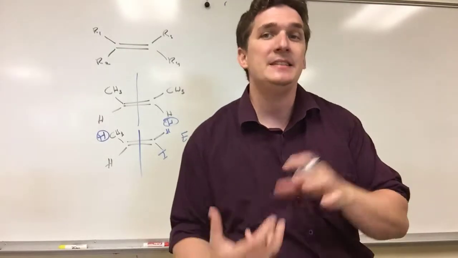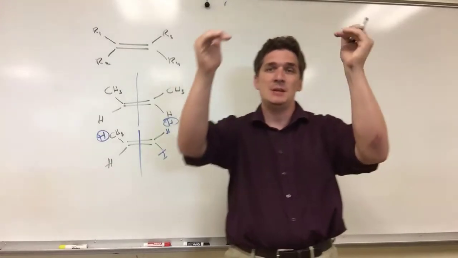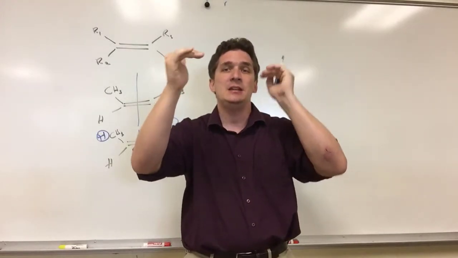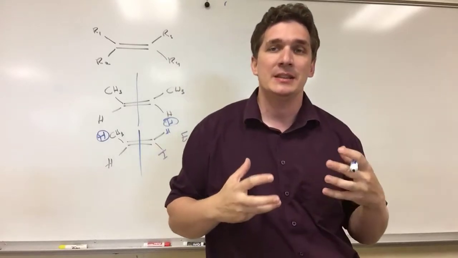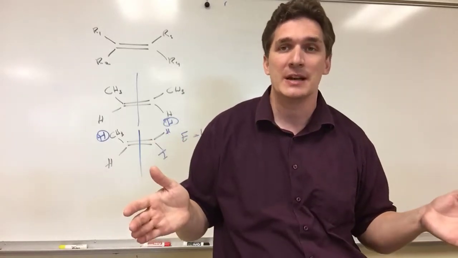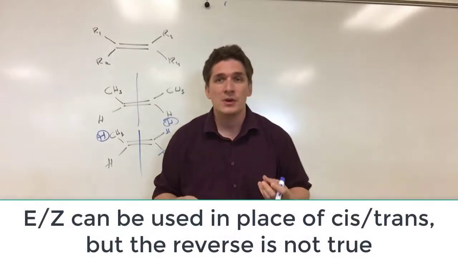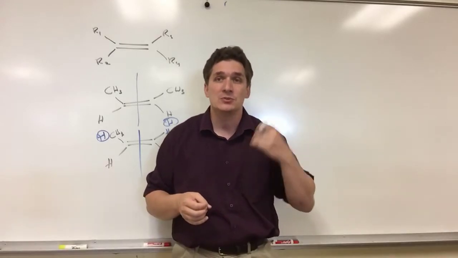So this is how the EZ notation works. It is a Z if the highest priority groups are on the same side of the double bond, and it is an E if they are on opposite sides. Now, the reason why we would prefer to work with this system is that cis-trans only makes sense if the groups are the same on both sides. But the EZ system gives us a way of reliably prioritizing to know which group is going to be higher and which group is going to be lower.